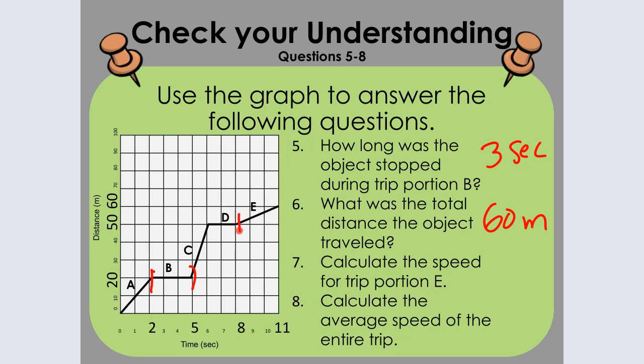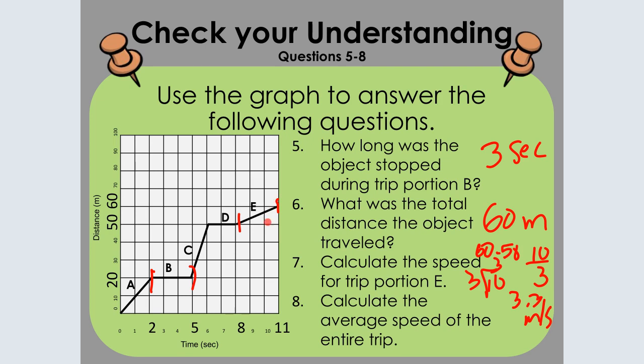Calculate the speed at portion E. All right, so the speed at portion E, here it went from 50 to 60. So 60 minus 50 is 10. And it did that in 8 to 11, 3 seconds. So 3 goes into 10 3 times, or 3.3 meters per second.